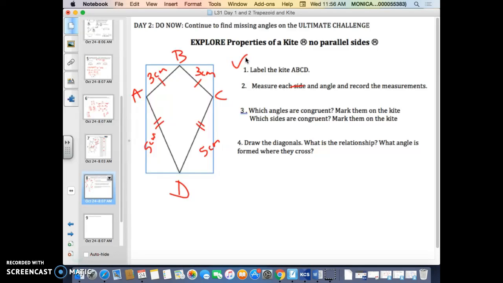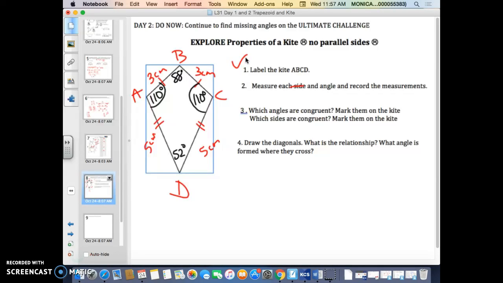Now I measured each angle as well. I got this angle is 110 degrees. And I did actually get 110 degrees here as well. And then up here I got 88 degrees. And then down here I got 52 degrees. So I can then mark this angle and this angle because the two angles opposite each other are going to be congruent, across from each other, I should say.